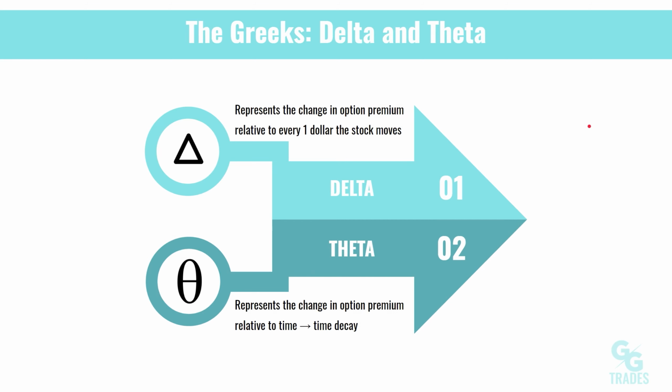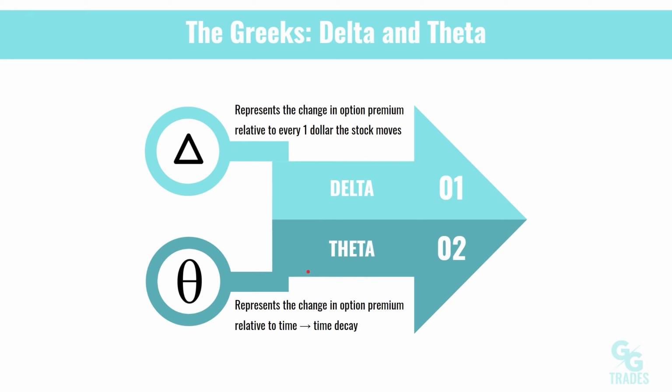So for Delta and Theta, as GG, Delta and Theta are really the main things that we keep into consideration, and we really actually look at the Delta value when it comes to the option chain, but we're explaining Theta because it's a very important concept for beginner traders to understand. When you're talking about Delta, the basic general definition is that it represents the change in option premium or cost relative to every dollar the stock actually moves.